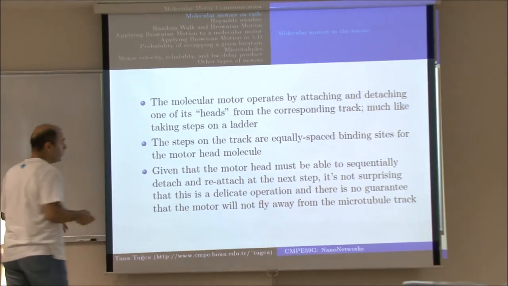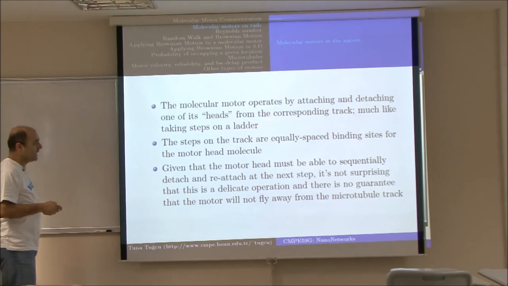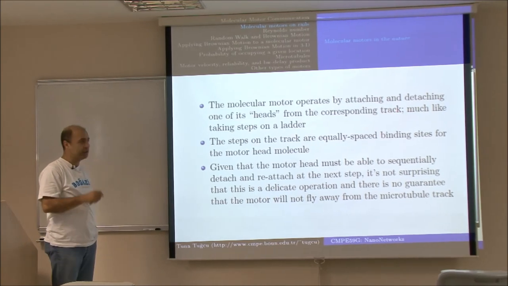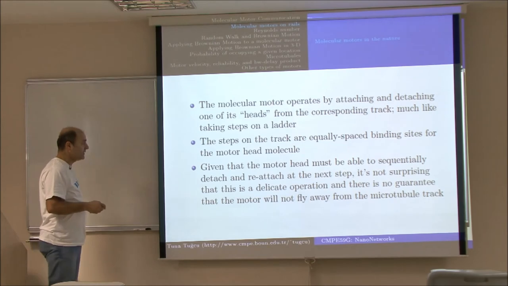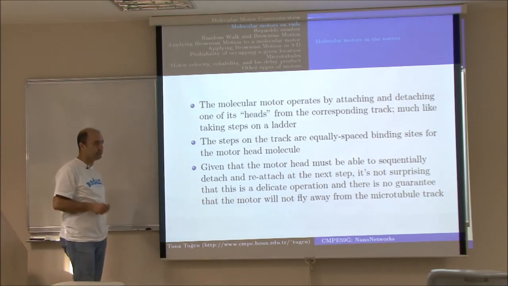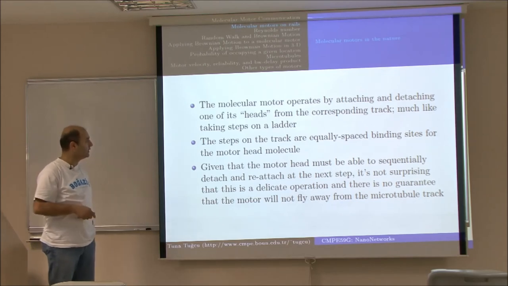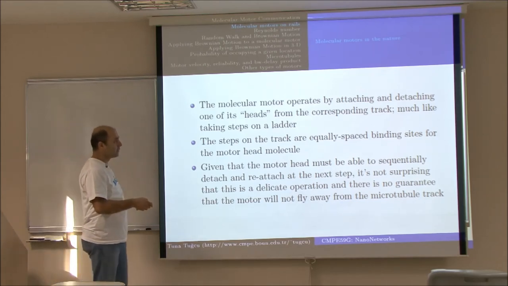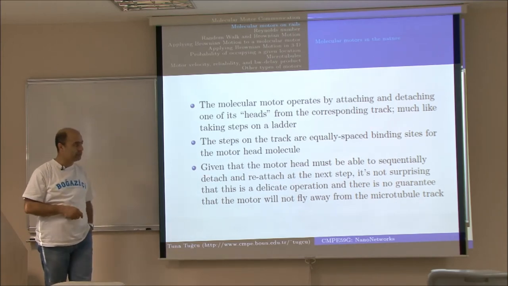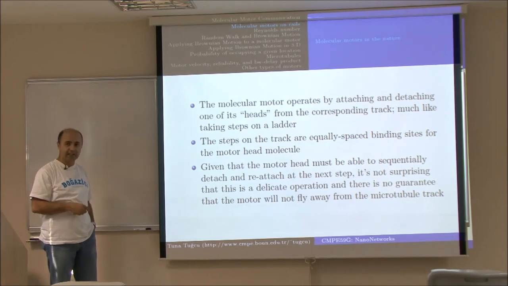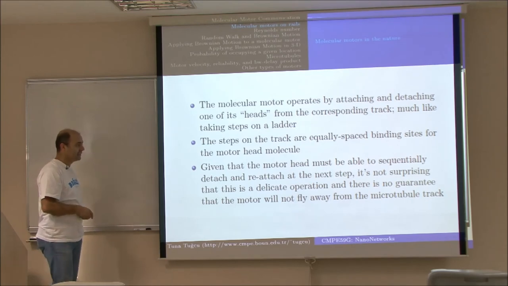The molecular motor operates by attaching and detaching the heads to the corresponding track positions, much like taking steps on a ladder. The steps on the track are equally spaced binding sites, where you have ATPase binding sites for the motor head molecule. And given that the motor head must be able to sequentially detach and reattach in every step, it's not surprising that this is a delicate operation.